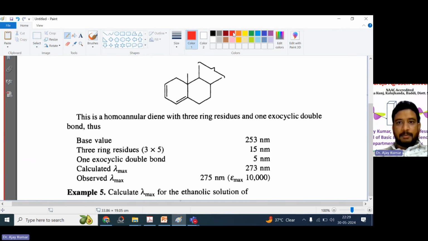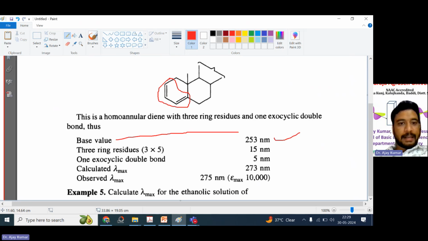So first of all, we have to identify whether it is homoannular or heteroannular. Homoannular diene, homo means same. So this is our homoannular diene because these two conjugated double bonds are present in the same ring. These are part of the same ring. So in case of homoannular diene, the base value is 253 nanometer.